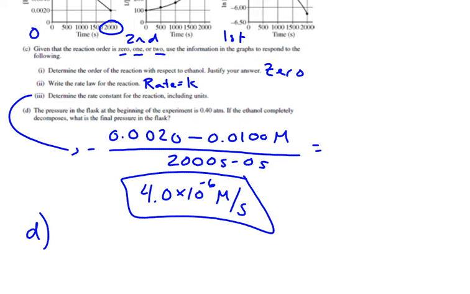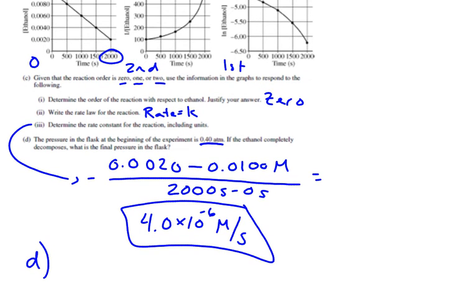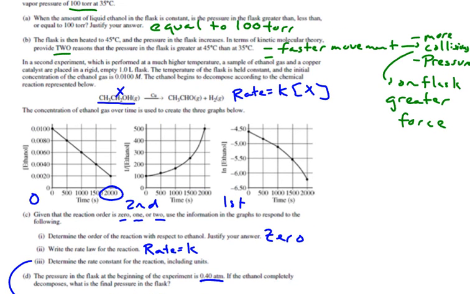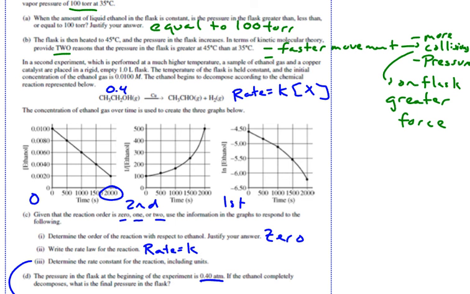The pressure in the flask at the beginning of the experiment is 0.4 atm. If the ethanol completely decomposes, what is the final pressure in the flask? Again, the pressure at the beginning is 0.4 atm. If it completely decomposes, what do you think the pressure is?